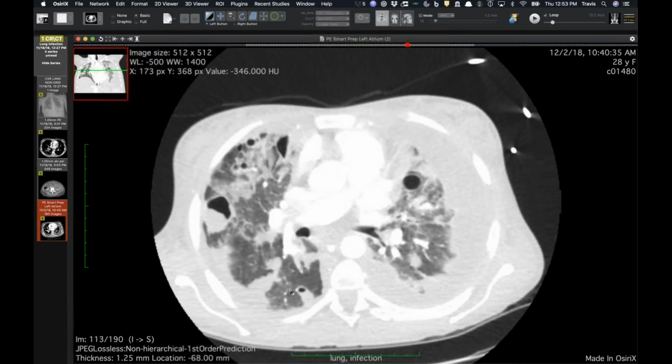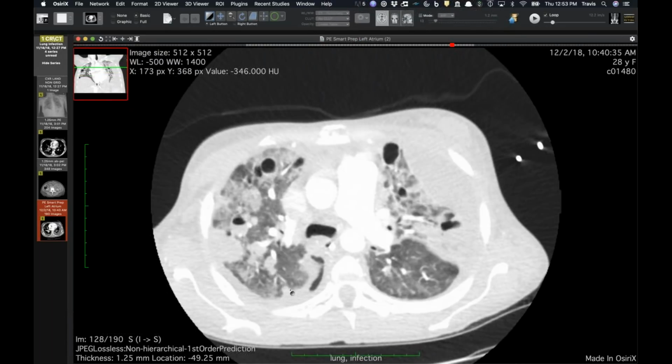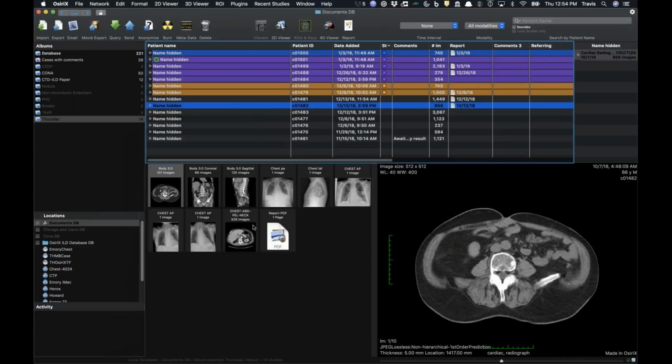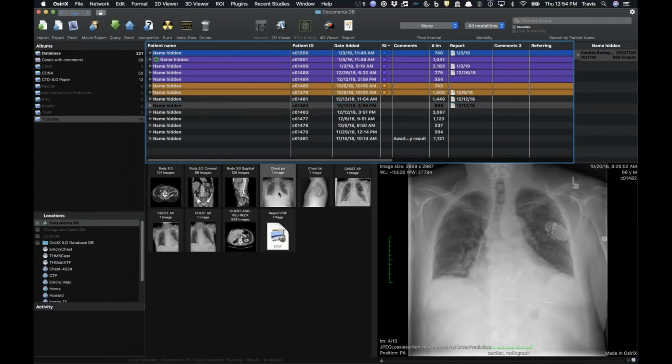So just really a flagrant case of septic emboli from drug use. And embolized vegetations, wow. Yeah, and embolized vegetations, yep. Wow.